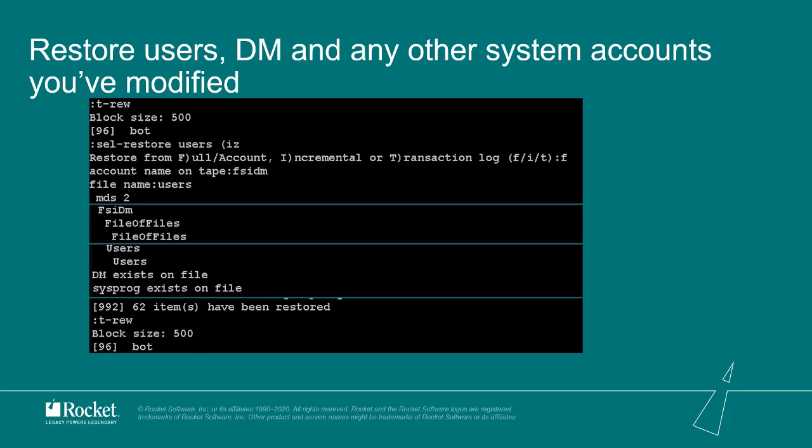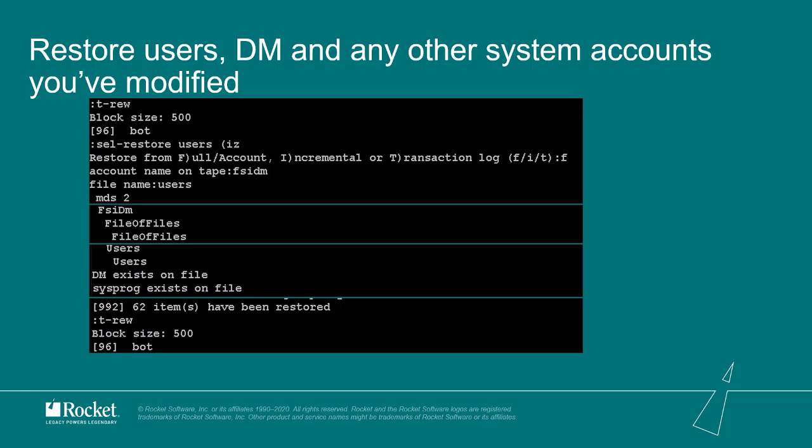Now it's time to restore the user file items. Do a T rewind and do a cell restore users with an IZ option. The I option suppresses display of the items being restored. The Z option suppresses those stupid restore from incremental and transaction log questions.